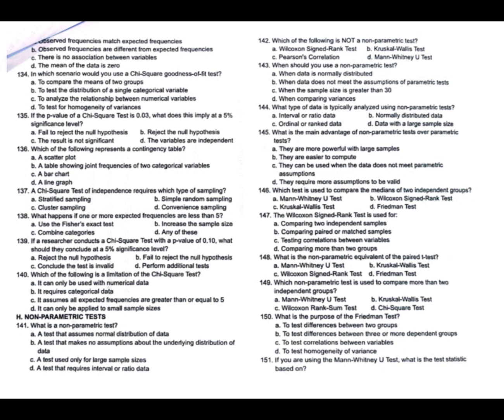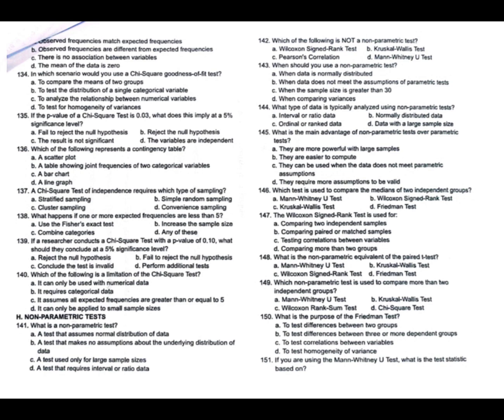So number 134. In which scenario would you use the chi-squared goodness of fit test? It must be used to analyze the relationship between numerical variables. The answer should be to test the distribution of a single categorical variable. If the p-value of chi-squared test is 0.03, what does this imply at 5% significance level? So it implies reject the null hypothesis. The answer should be letter B.